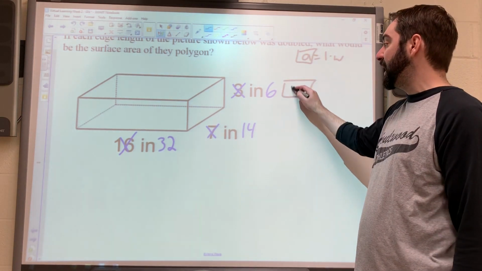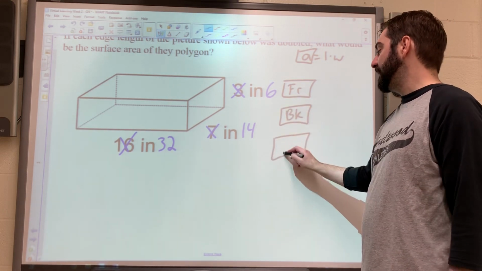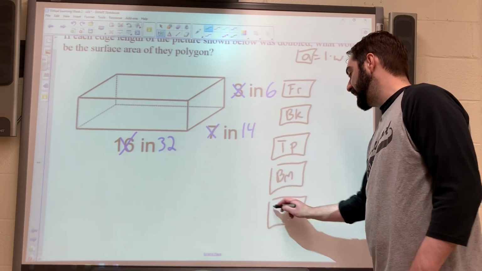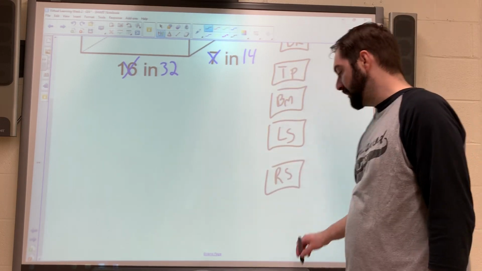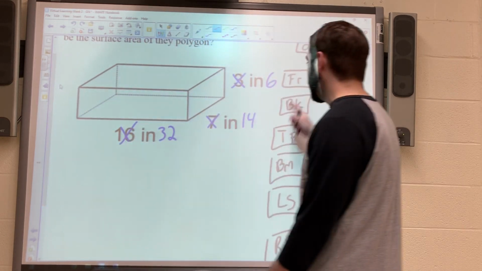I have 6 sides. I have a front, a back, a top, a bottom, a left side, and a right side. Once I've broken it apart and written down the formulas I need, let's start tracing. I'm going to start with the front.